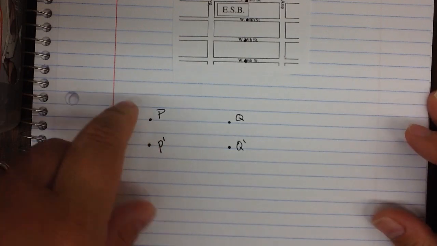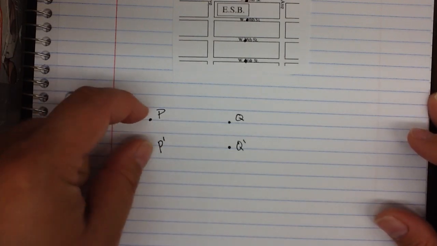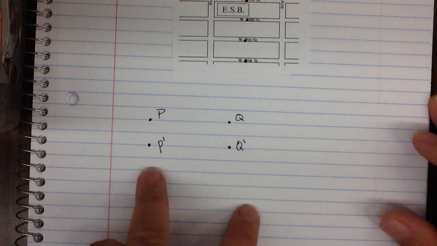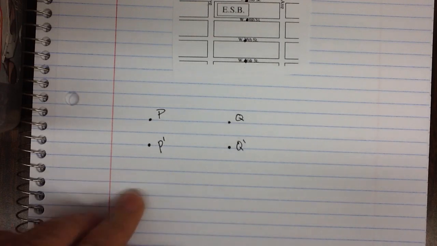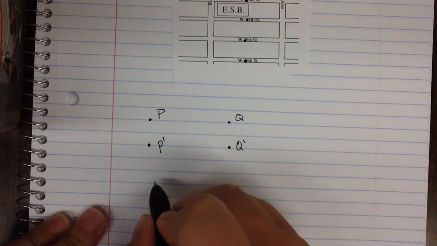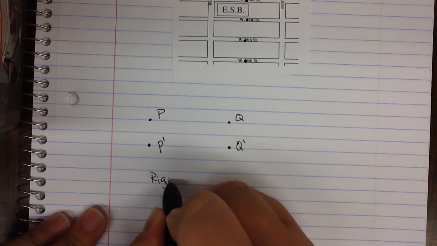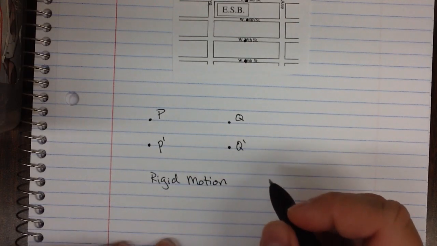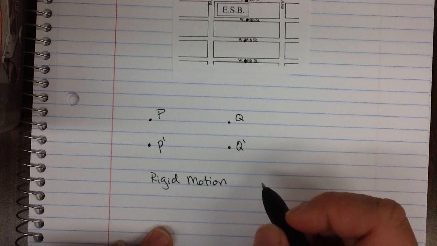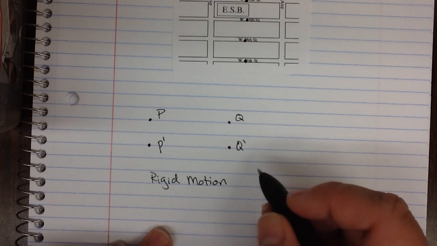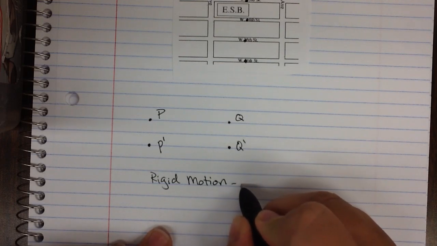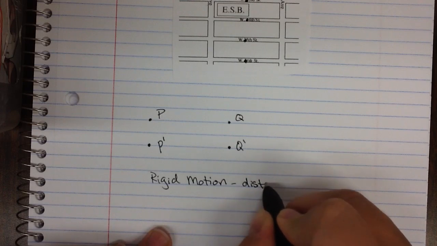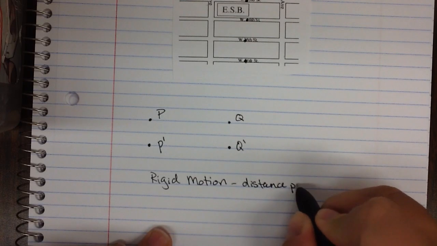Okay, and when we preserve the distance between two things, it's just called a rigid motion. So a rigid motion is distance preserving.